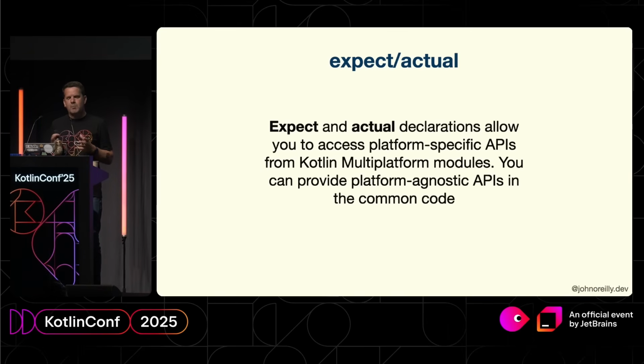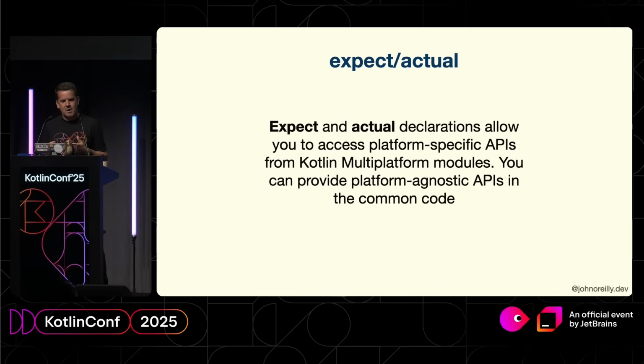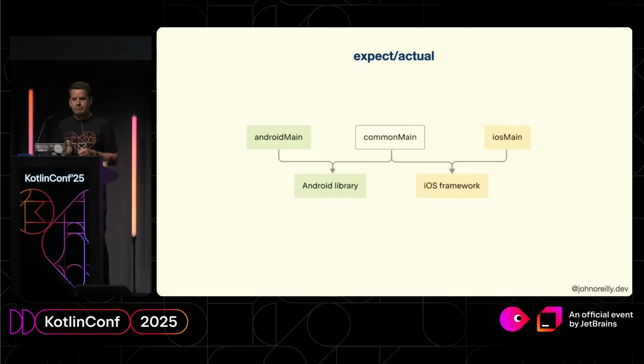So in most KMP projects, we'll need to access platform-specific capabilities. And a key component for allowing that is the expect/actual mechanism. We can expect a particular API to be available in common platform-agnostic code, and then provide the necessary platform-specific implementations for that. And how we manage that is through various source sets in our KMP modules, with commonMain for our platform-agnostic code, and then platform-specific source sets for each platform.